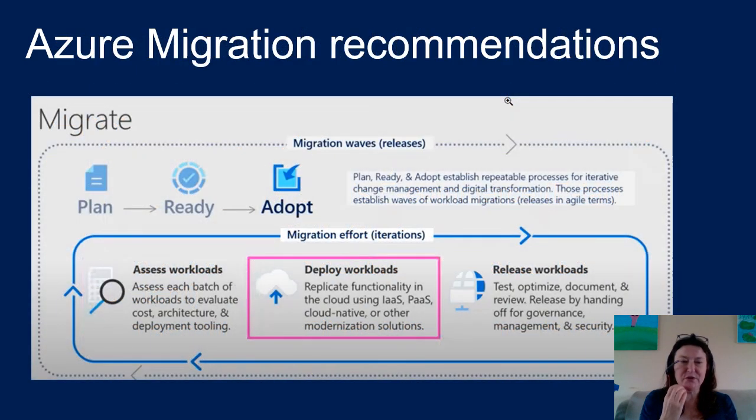For each one of those, you do some planning, you get ready, you adopt, and then in the adopt phase, you have a number of iterations, which is the migration effort itself. Iterations are pretty much similar to sprints. For each iteration, you're going to assess the workload, deploy the workload, and release the workload. So this is how they do their migration efforts in iterations.